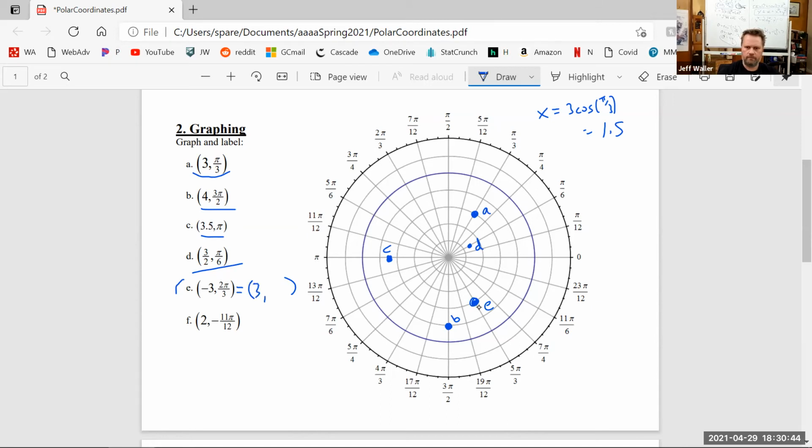3 comma 5 pi over 3. Kick ass. Somebody tell me another way. What about 3 comma negative pi over 3? Right, go back pi over 3 and then go out 3.